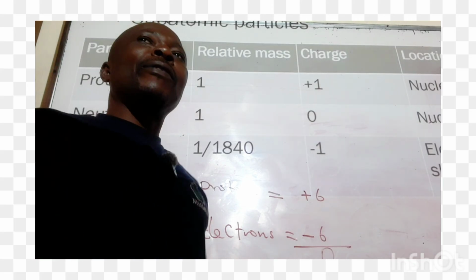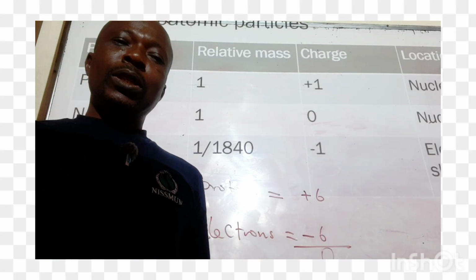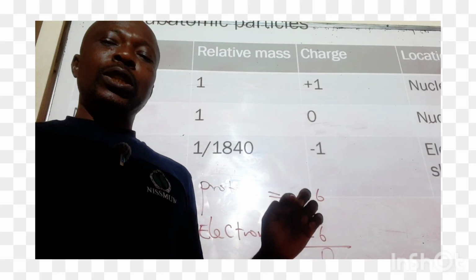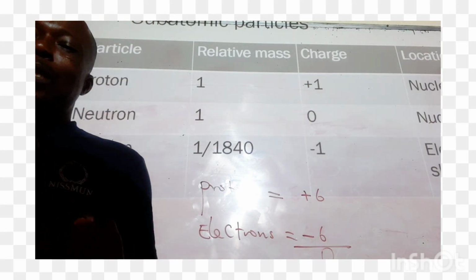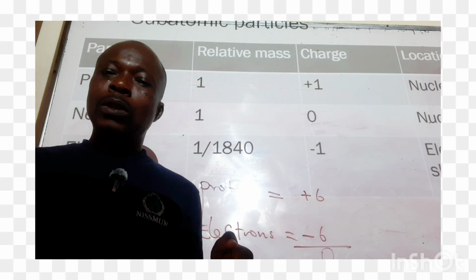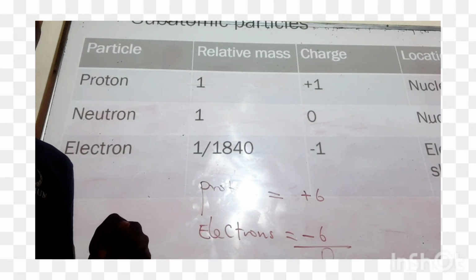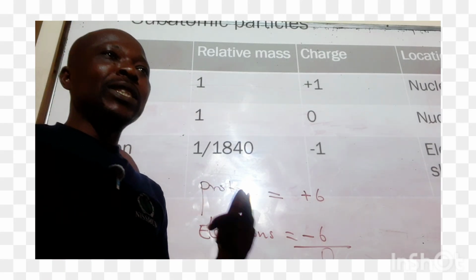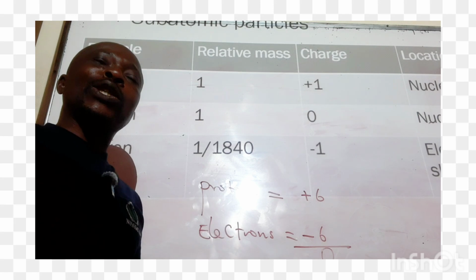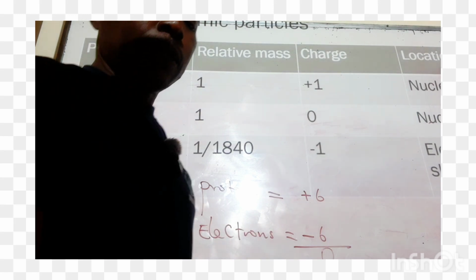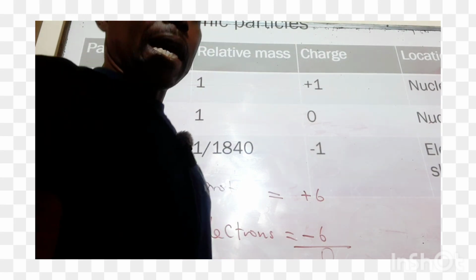If an atom happens to have a charge and it is positively charged, it means that it has more protons than electrons. If it is negatively charged, it means that it has more electrons than protons. Let's move to the next slide.